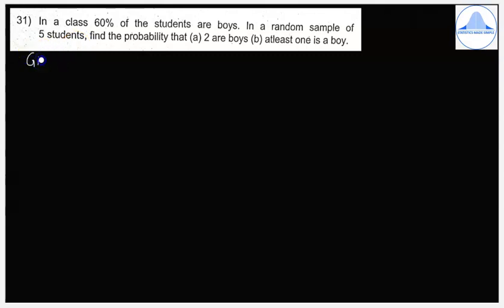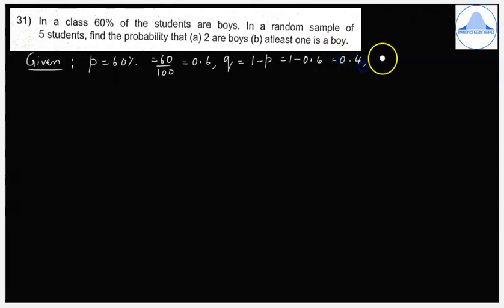So let's first write down the information which is given. So given p is equal to 60%, which is 60 divided by 100, which is equal to 0.6. You will need q, which is the probability of failure, 1 minus p, which is 1 minus 0.6, equal to 0.4, and n is the random sample, which is equal to 5. So next step is to define capital X. It is the number of boys.